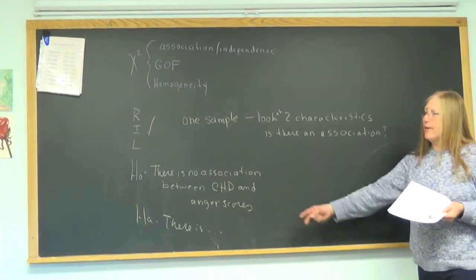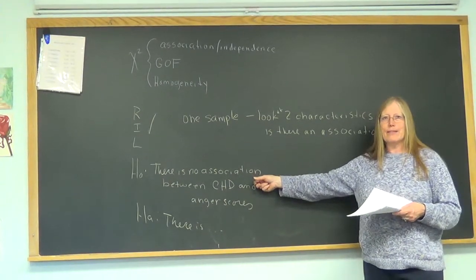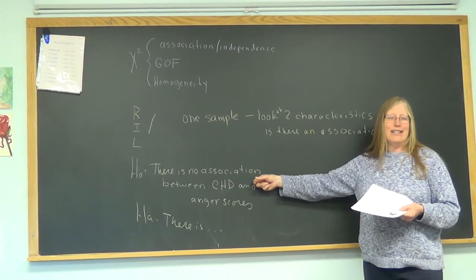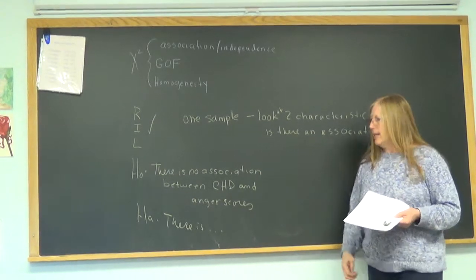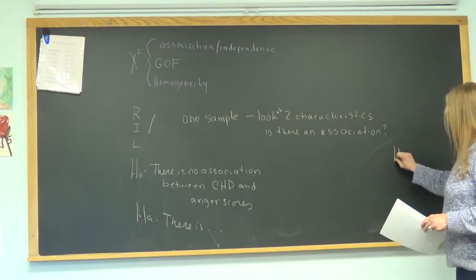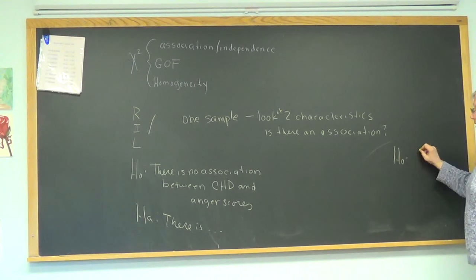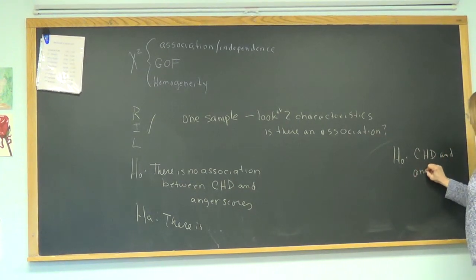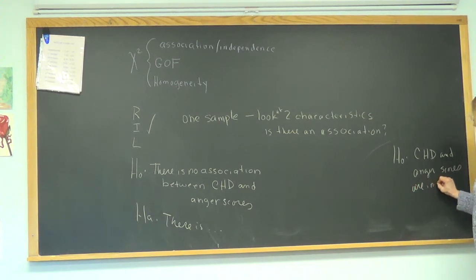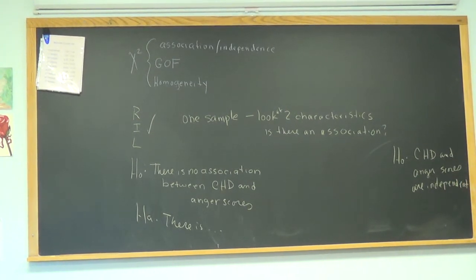So see how this H sub O is different from the one we did last night. Last night we had the word distribution. Here we have the word association. Another way we can say this H sub O is that CHD and anger scores are independent. There are two ways to say it.